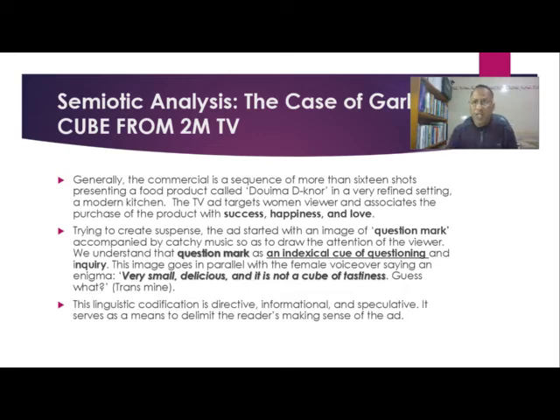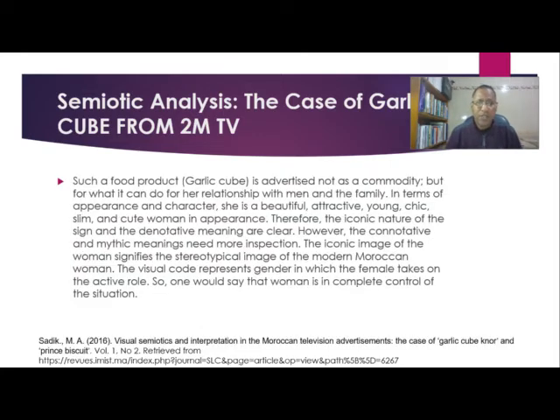So this linguistic codification, this is why in semiotics we use iconic signs, we use symbolism, and here we have one of the symbolisms of language. The linguistic codification is directive and informational and speculative in the sense that it is used to delimit the reader, to frame our understanding of the ad in order to know how to make sense of it. So such a food product, I'm talking here about the garlic cube, Dwima Knorr, is aired not as a commodity in itself, but for what it can do for the relationship between men and women in the family.